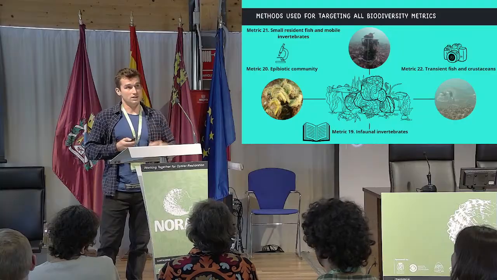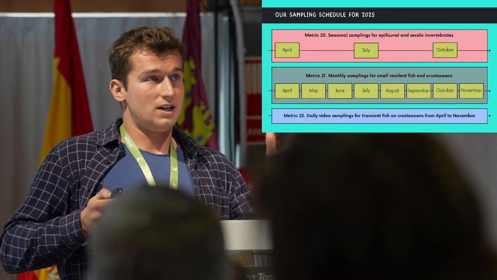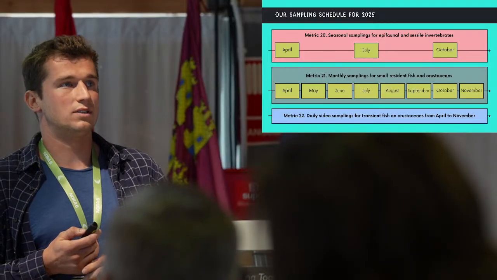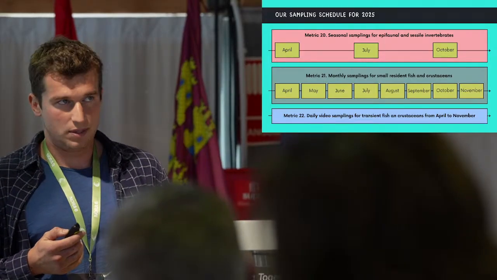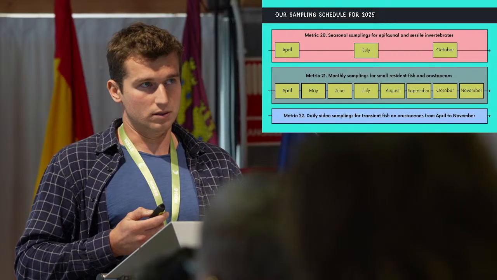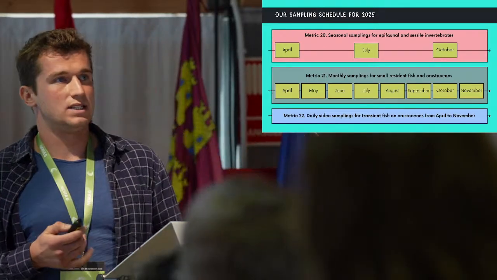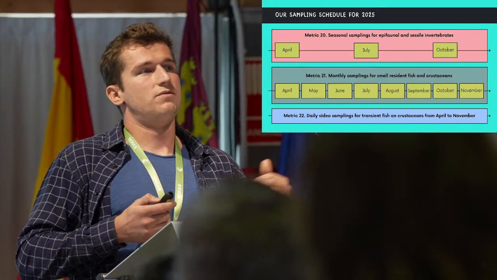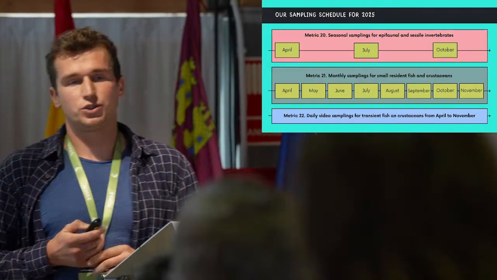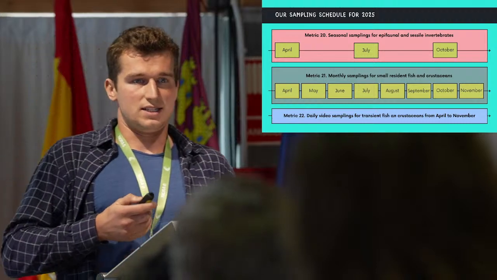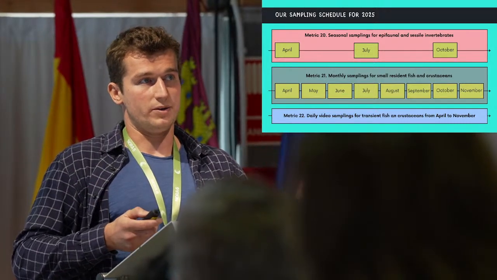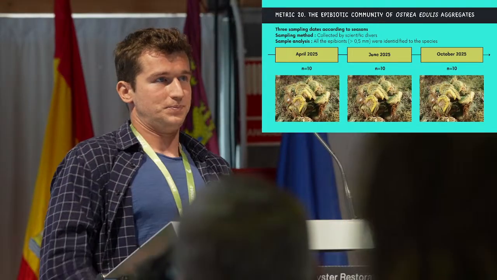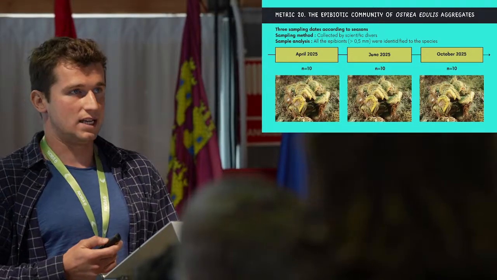So let's check all the different biodiversity metrics that we've sampled this year. Here's our sampling schedule. For metric 20, epifaunal invertebrates, we did a seasonal sampling: spring, summer, autumn. Then for cryptobenthic species, so small resident fish and crustaceans, it was a monthly sampling. And for transient fish, it was more or less a daily sampling throughout this whole period with cameras. I will talk about it later.